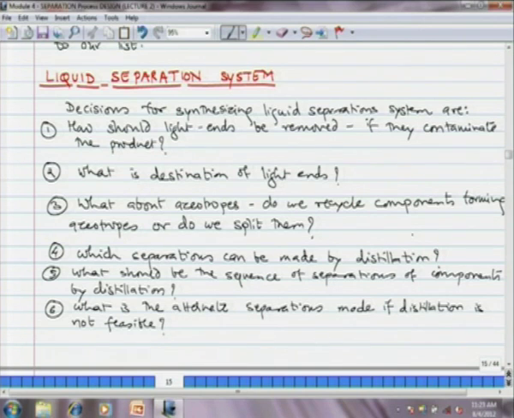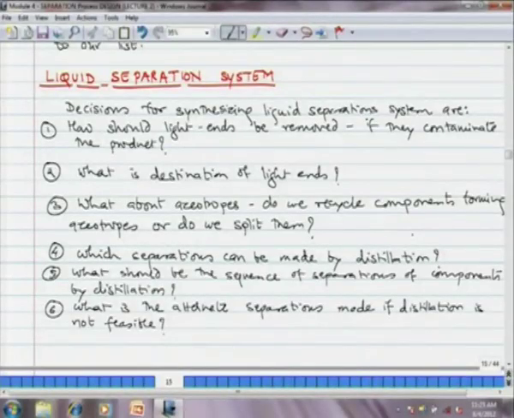Secondly, what should be the destination of the light ends? What should we do with these light ends? Then thirdly, what about the azeotropes? Because it is very likely that there will be binary, ternary or even quaternary azeotropes. To separate the azeotropic components, we need another separation system supplementary to distillation. Then, how do we recycle components forming an azeotrope, or should we split them? Now, in some cases, if the complete azeotrope is going back to the reactor, then there is no need to split it.